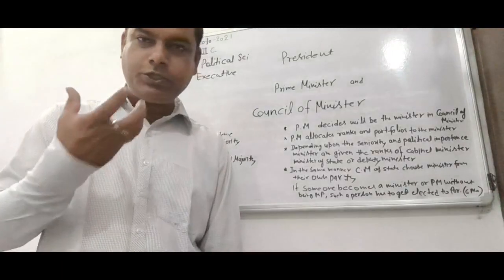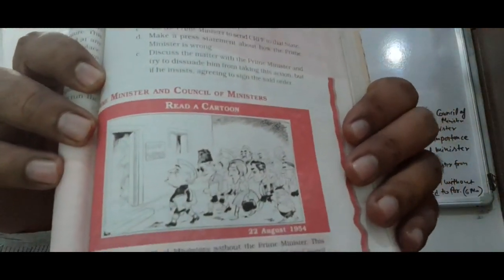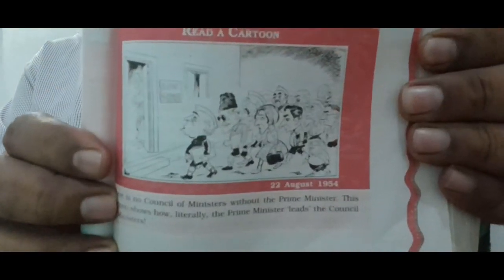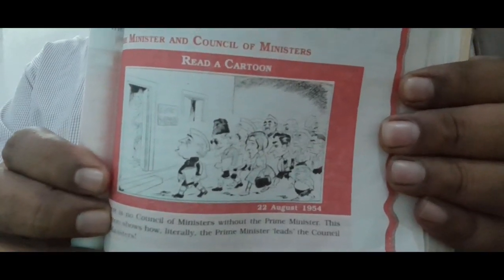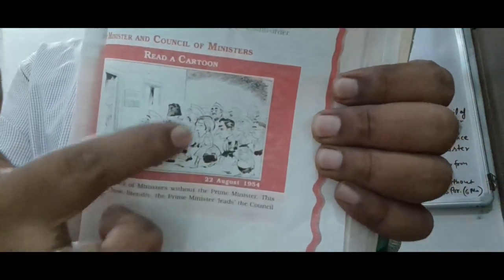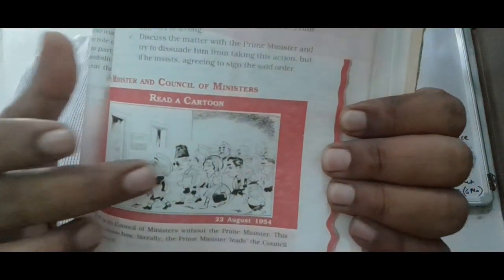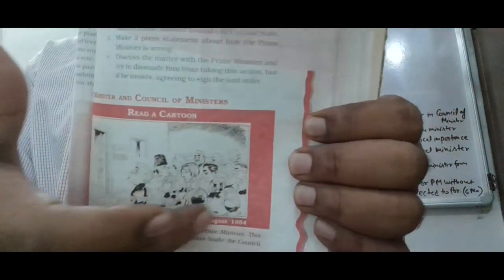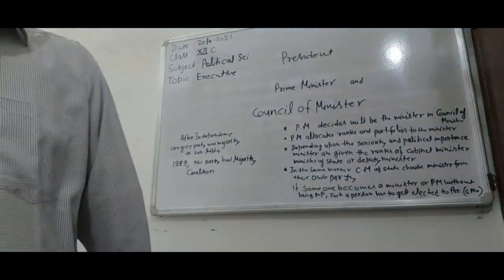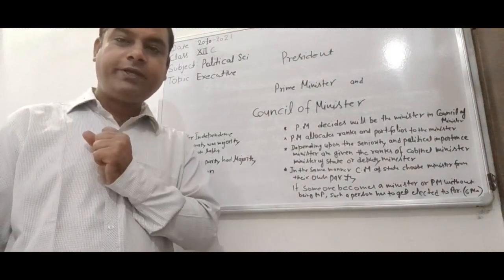I want to introduce pictures from your book. In this cartoon from your NCERT book, if you are looking, read this cartoon from August 1954. This is the Prime Minister and these are the Council of Ministers, and this cartoon expresses the importance of the Prime Minister, and that there is no Council of Ministers without the Prime Minister, class. So the post of Prime Minister is very important.